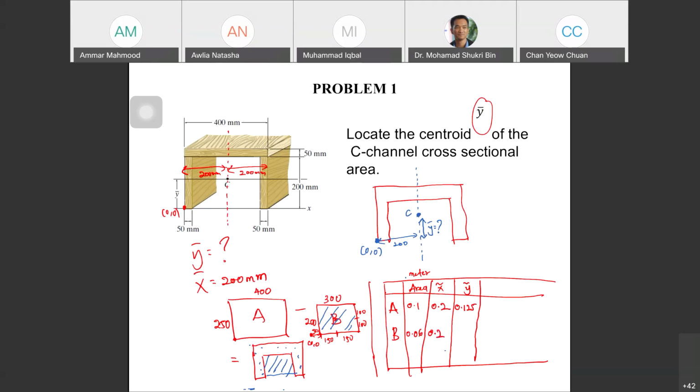For the Y bar it is 100, 0.1. For Y bar you no need to shift because the location of the centroid is here, already at the bottom. Okay, location for the centroid for the hollow part. Mungkin tak nampak, boleh besarkan kot.